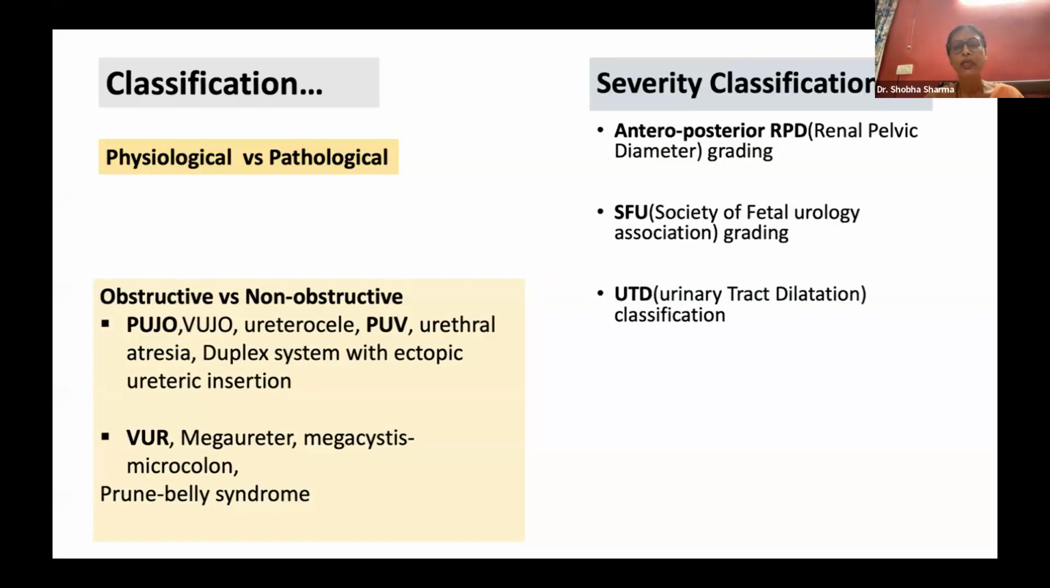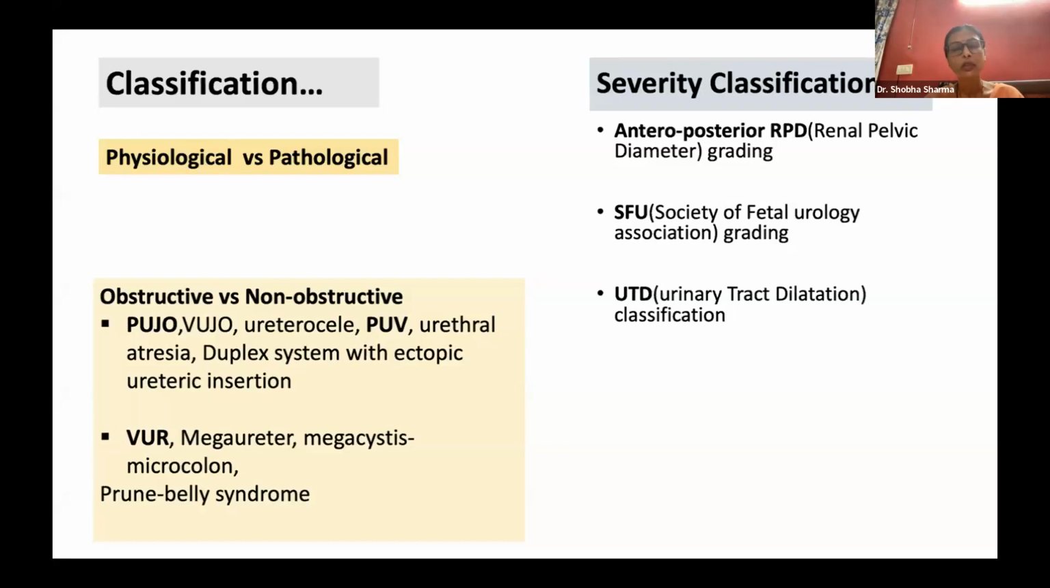Then the classification can be based on whether there is an obstructive dilatation or a non-obstructive dilatation. Among the obstructive ones, the most important would be PUJ obstruction. Then others would be ureterocele, and of course in the lower urinary tract obstruction group, PUV is most important. Less commonly present, but equally devastating, can be urethral atresia. Then there can be associated duplex system with ectopic ureteric insertion, which can also cause antenatal hydronephrosis because of the obstruction. And in the non-obstructive group, the most common association is with VUR.